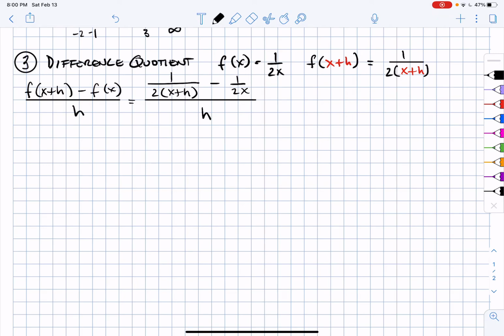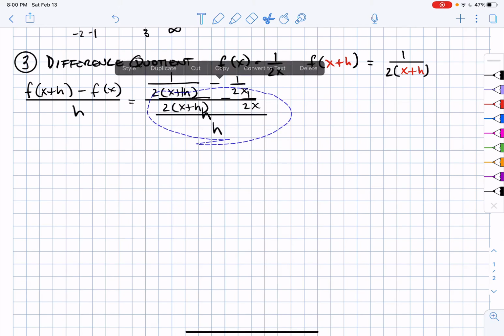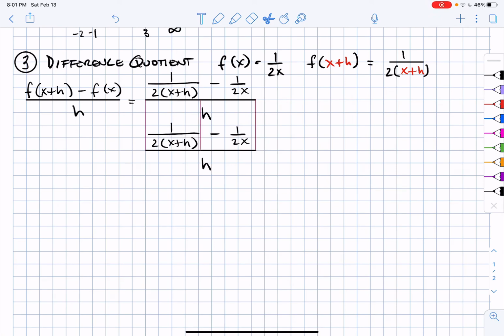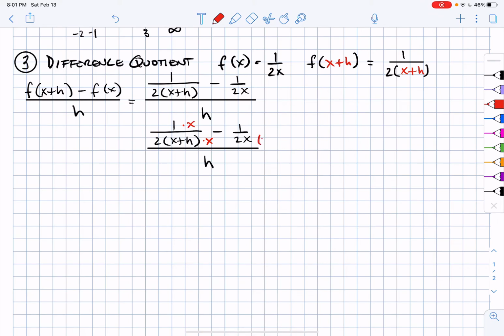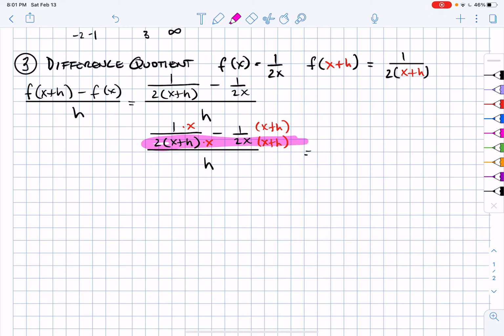Well, I have 2 fractions on the top. So let me do this really quick. Take that, duplicate that, and bring it down. Since I have this fraction on the top, to combine it I need to get common denominators. So what do they have that I don't have? The first fraction doesn't have an x that the second fraction has, and the second fraction is missing an x plus h that the first fraction has. So if you look at just the bottom right now, both denominators have a 2, an x, and an x plus h.